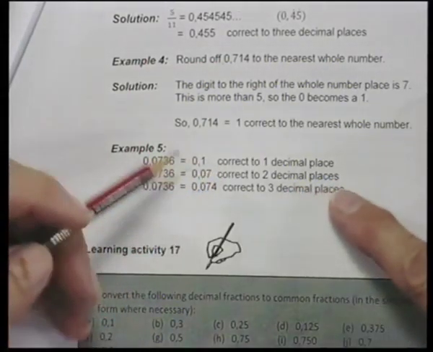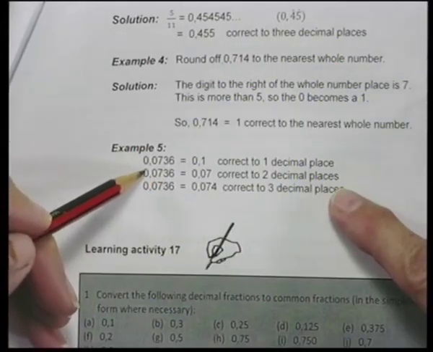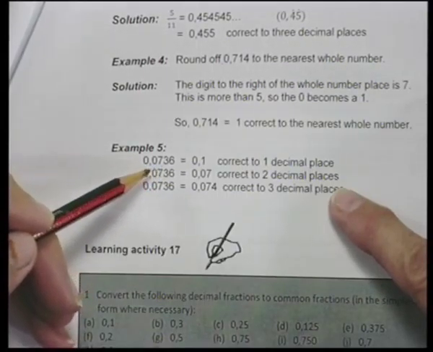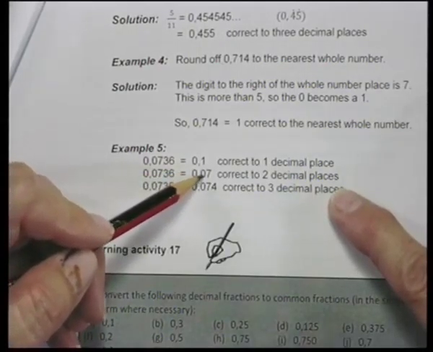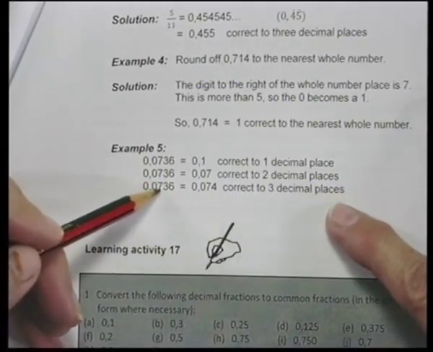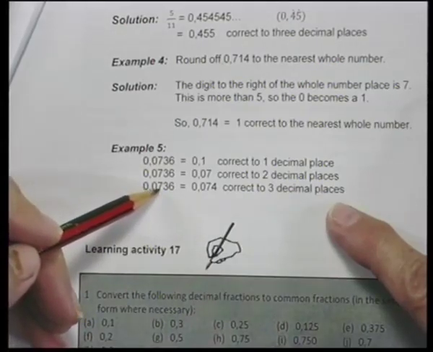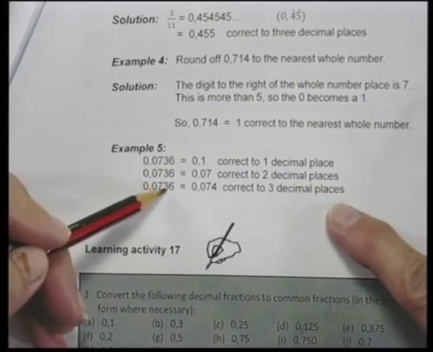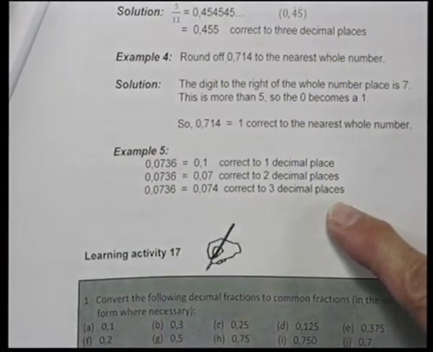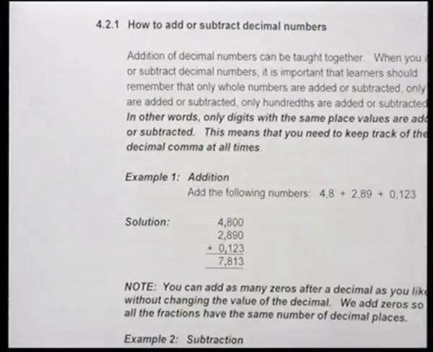And then correct to 2 decimal places, so we must look at the 7 again. 0,07. The 3 does not change the 7. So it stays 0,07. Correct to 3 decimal places, we must look at the 3 and the 6 here. So we write 0,07. The 6 changes the 3 to a 4. 0,074. Correct to 3 decimal places. There are some exercises again.